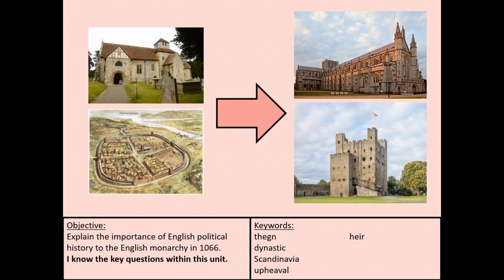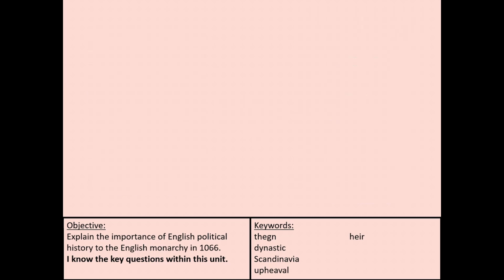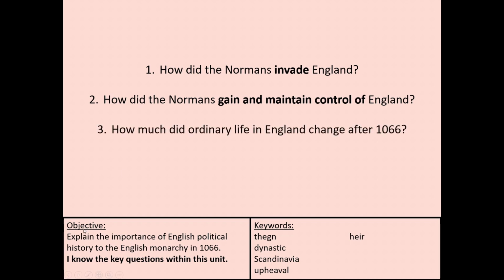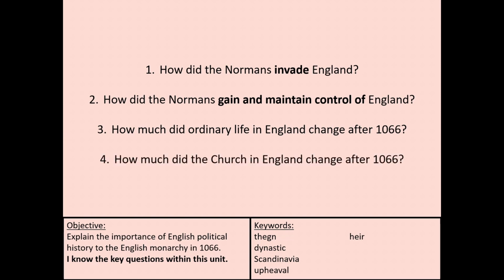And we're going to answer 4 key questions within this unit. So first of all, how the Normans invaded in the first place. Once they had invaded, how they gained and maintained control, because just being king doesn't mean that you're in control. How ordinary life in England changed after 1066, and then finally how much the church in England changed after 1066.